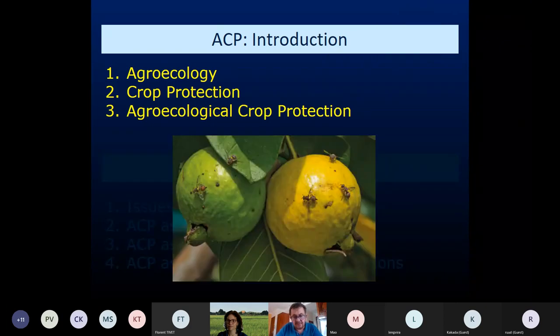So in the first part, I will talk very quickly on agroecology first. What is agroecology? My point of view, but a word on crop protection. We could spend several days on this subject also, but it will be a quick overview. And of course, the mix between agroecology and crop protection. I will talk about agroecological crop protection.